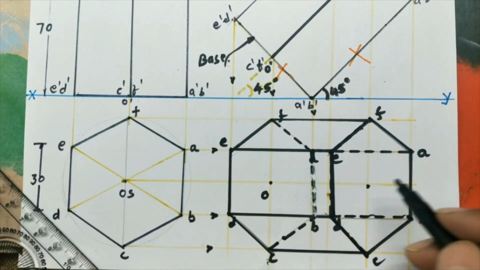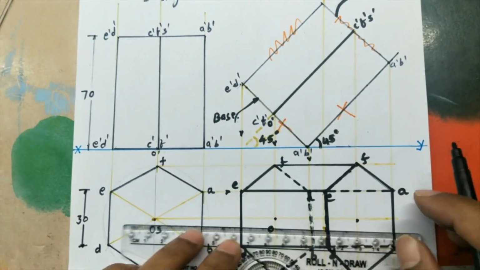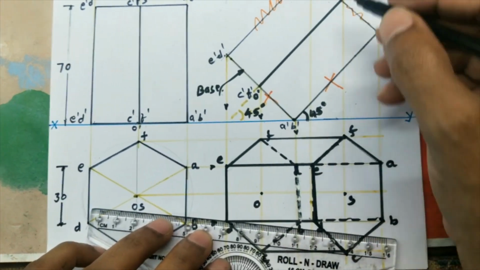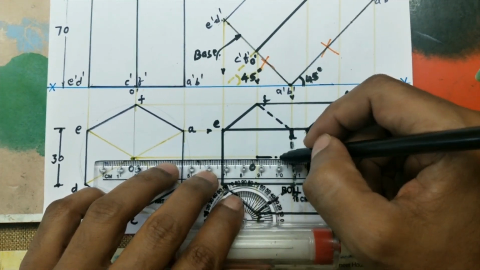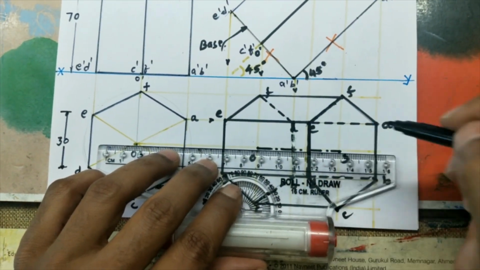One more thing is that I can draw the axis. See here, this point is S, this is O. So here I have to join the axis. Okay, thank you.